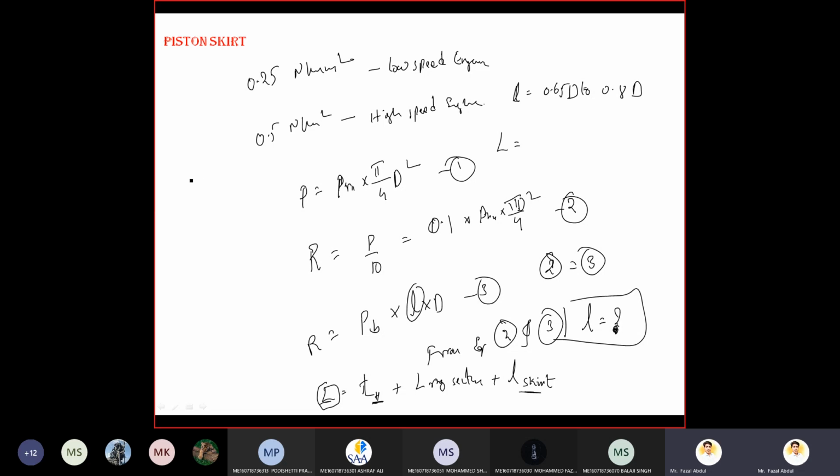Now, one more relation is there. The length of the piston usually varies between D to 1.5 D. Okay. So after calculating this value, we have to verify it with this value.